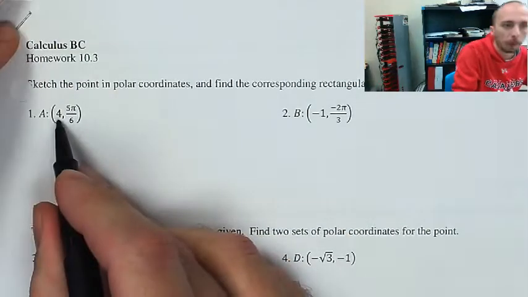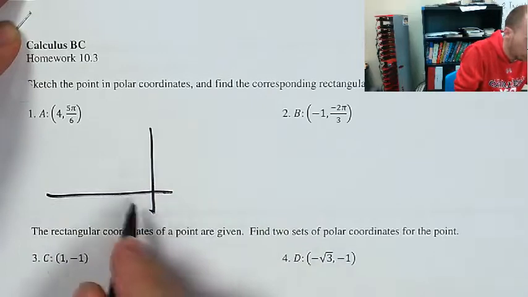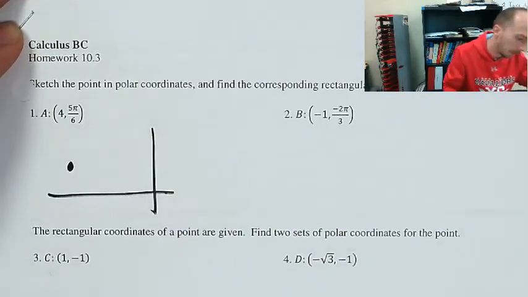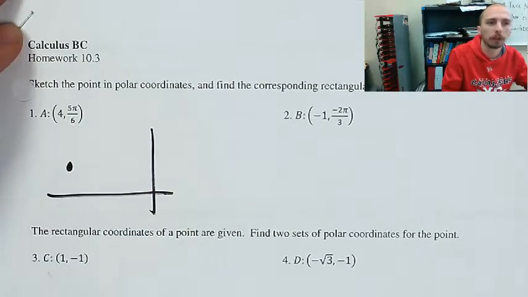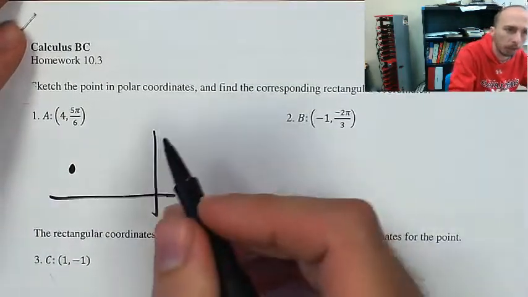Okay, 4 units away from the origin along 5 pi over 6. We know 5 pi over 6 is almost all the way to pi, so I'm going to say, all right, it's about there. Okay, that's my sketch. That's going to be good enough. I'm going to find the rectangular coordinates.